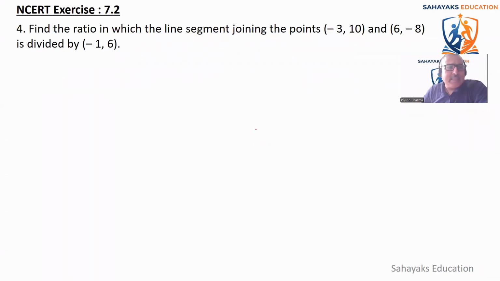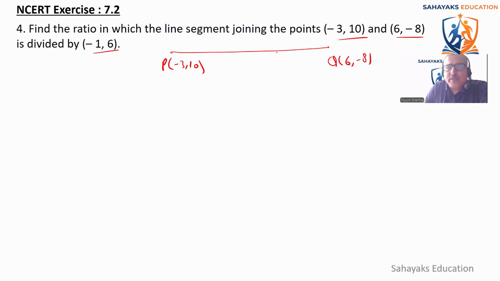In this question, it says find the ratio in which the line segment joining the points is divided by (-1, 6). So let's make the point P as (-3, 10), and then there's a point Q with (6, -8). And the line segment joining these two points is getting divided by a point R. And the point is (-1, 6).